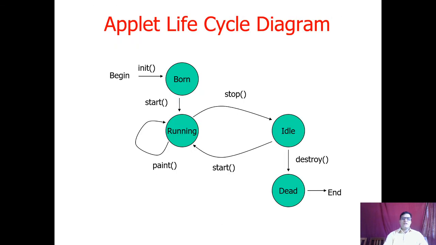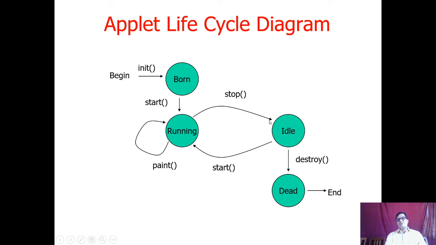Let us see the applet lifecycle diagram. To begin the applet, we have to use the init state. Init state indicates the newborn state. Newborn state means it begins, and when it is initialized, it will call the start method. The start method causes running of an applet. The running of an applet causes the content to display by using the paint method. The running of an applet can be temporarily stopped by the stop method, and automatically it will go to an idle state.